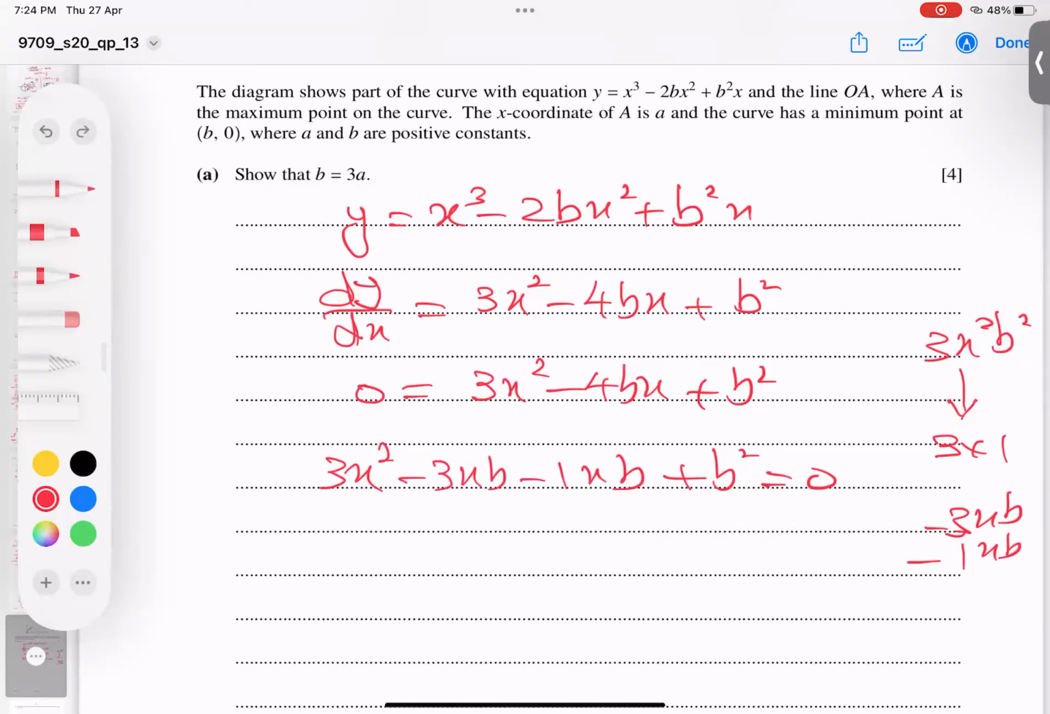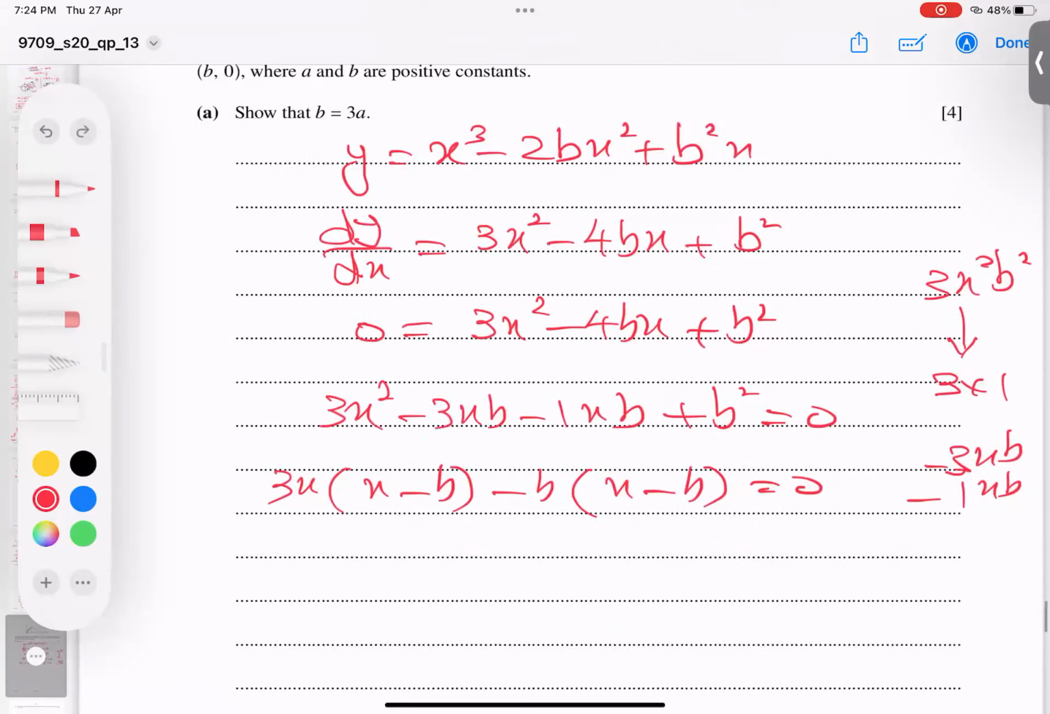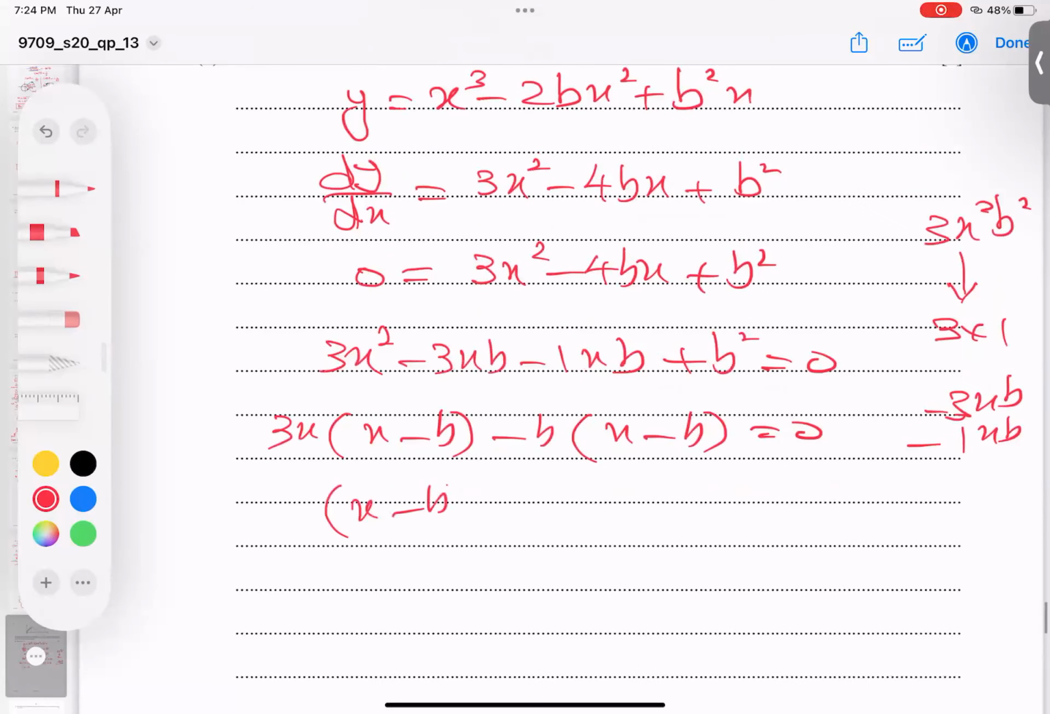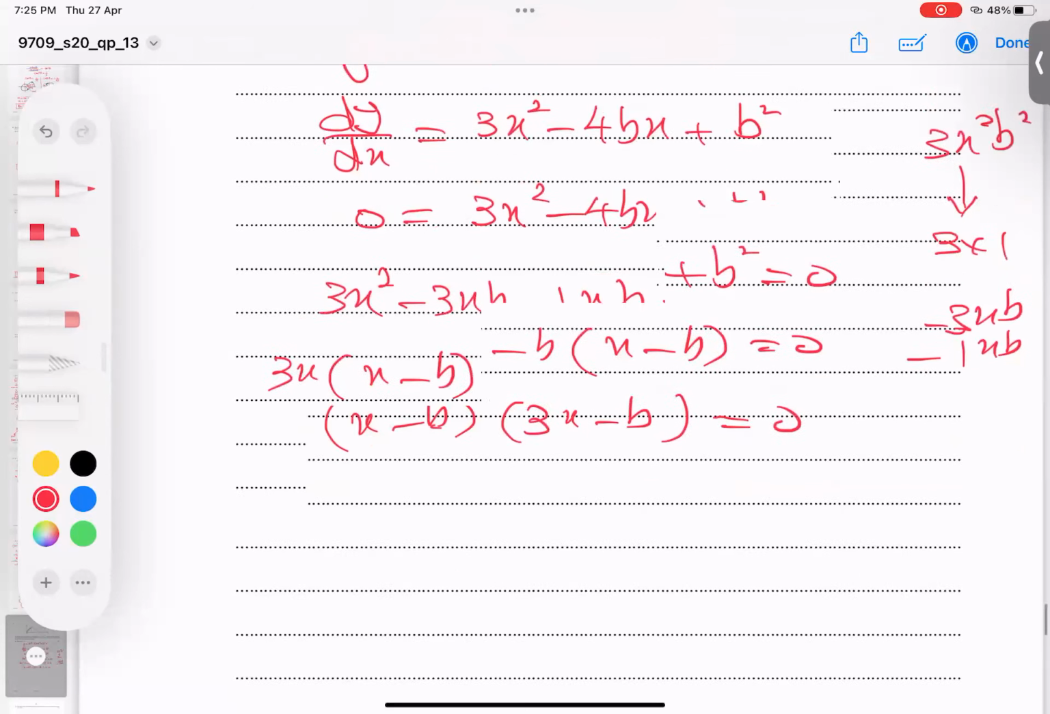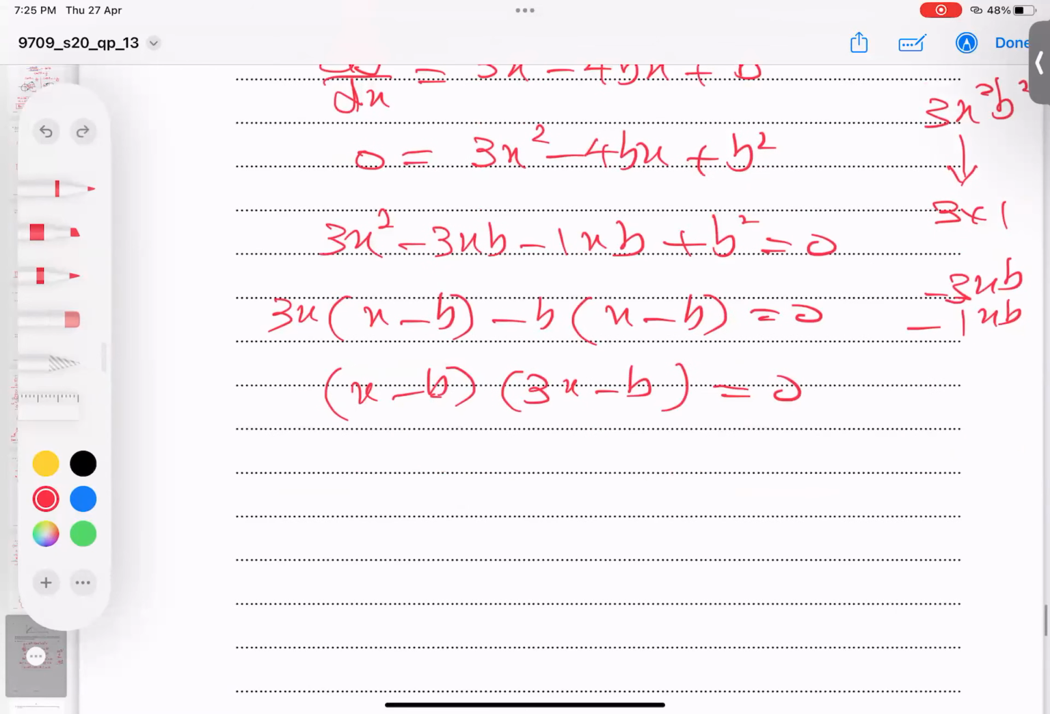So what is common from here? 3x is common. I got x minus b. From here, what is common? Negative b is common. I got x minus b. So look, they match. If you're not comfortable with this method, you can apply the quadratic formula. So either this is 0 or this is 0. When I put this 0 and that 0, I got x equal to b and 3x equal to b.